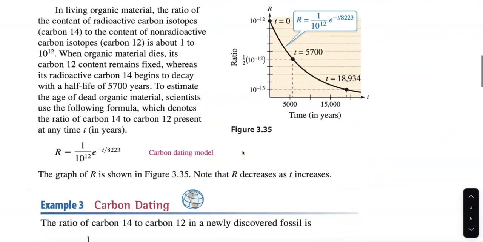How about carbon dating? It's a method to figure out how old anything in the world is, because we all have carbon isotopes in our body, and there are non-reactive and reactive ones. So the ratio for this is R equals 1 over 10 to the 12 e. This is something I would give you. You don't have to memorize that at all. But this is just a ratio, and it has to do with carbon dating.